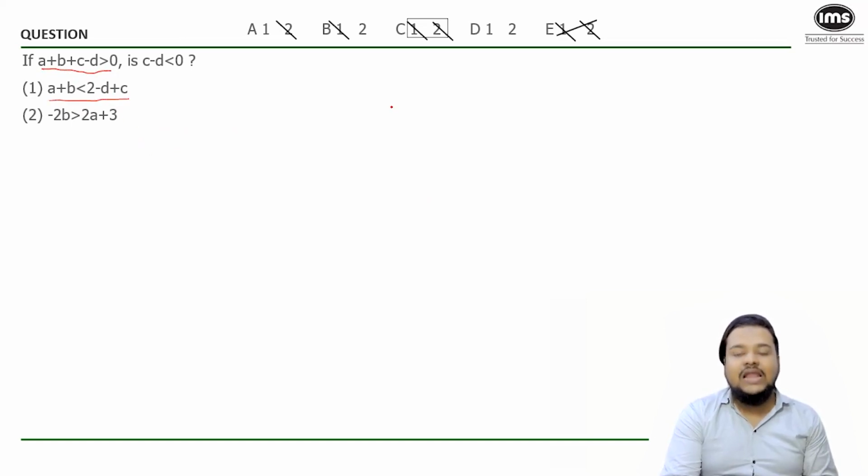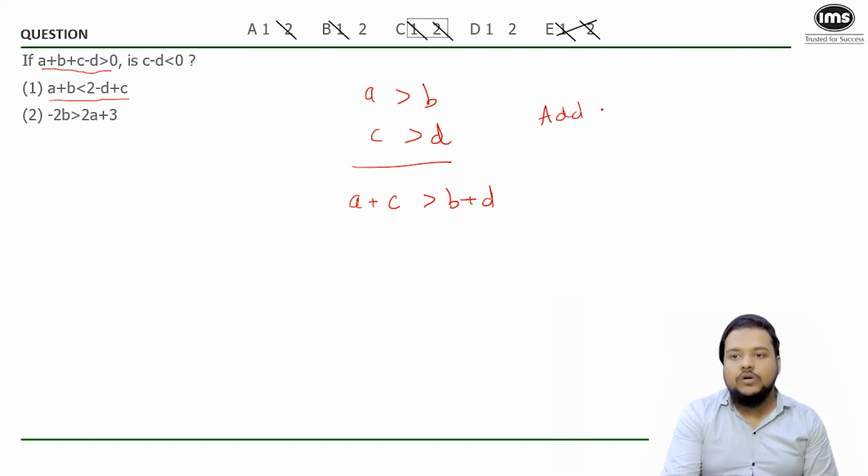What are we allowed whenever we have inequalities? Please remember, if A is greater than B and C is greater than D, then you are always allowed to only add the inequalities. You are always allowed to add the inequalities.